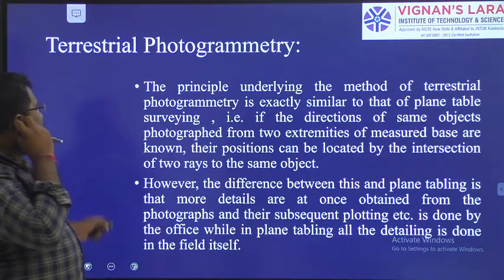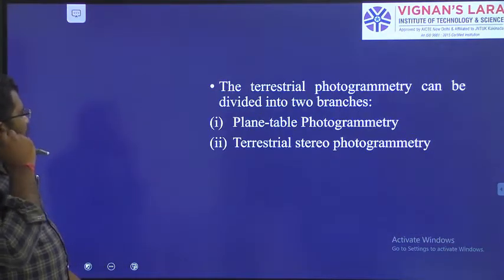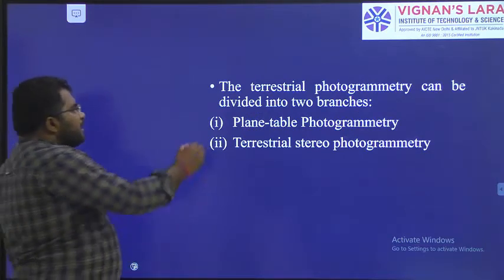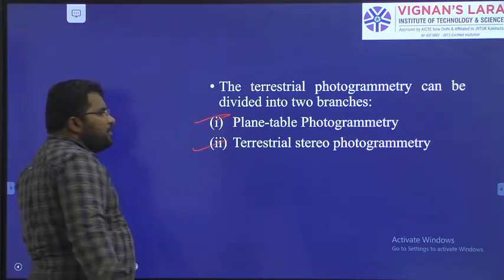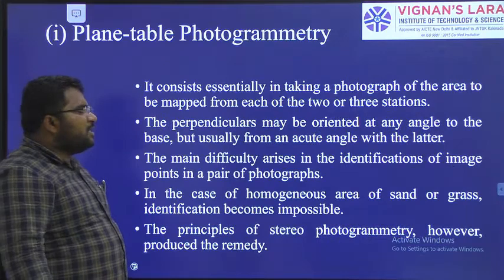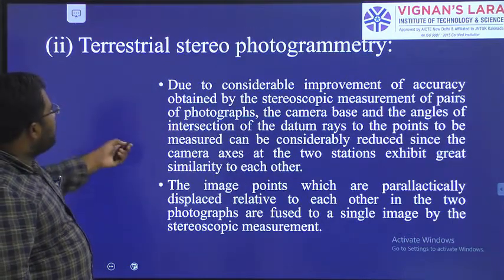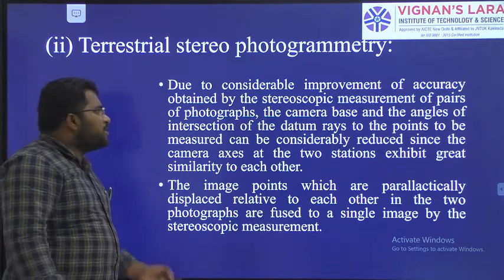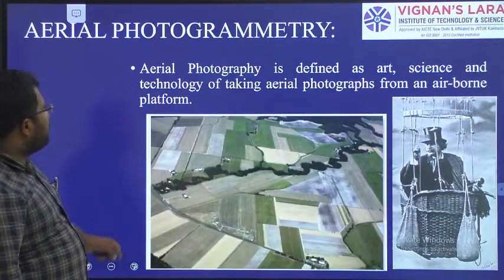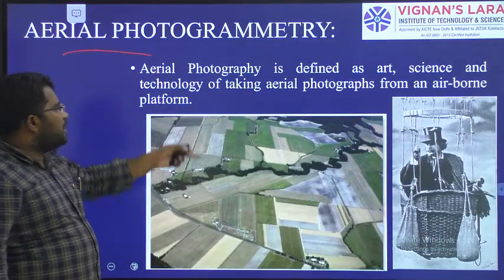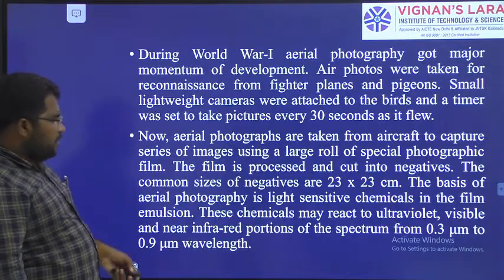So next, terrestrial photogrammetry. Terrestrial photogrammetry can again be divided into two things: plane table photogrammetry and terrestrial stereo photogrammetry. Plane table is as the plane table, then you have the stereo principles for taking the photographs, right? Now aerial photogrammetry is going to look like this.